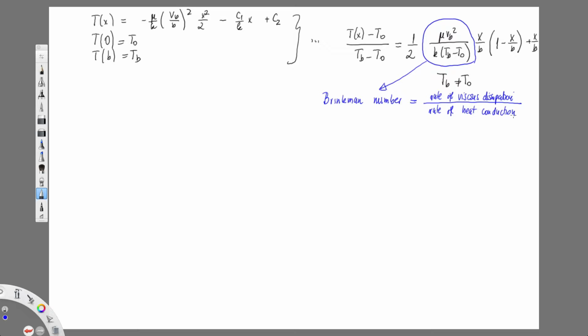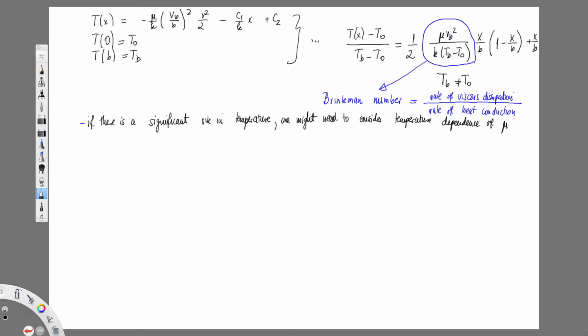Okay? So if there is a significant rise in temperature, one might need to consider temperature dependence of mu. But that's not something we can do analytically.